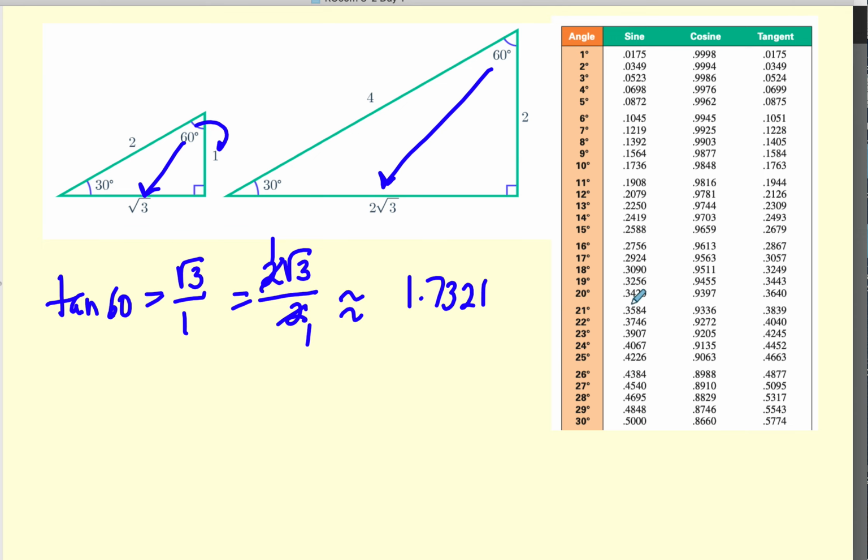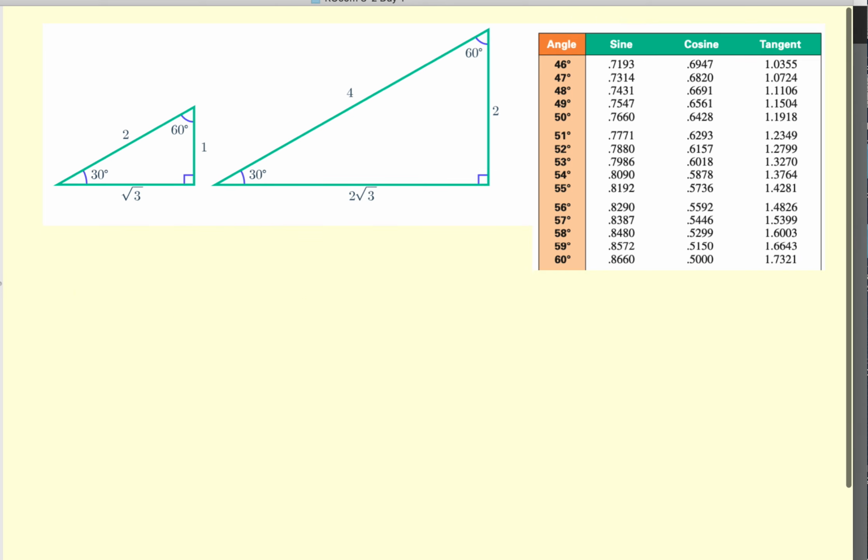1.7321. And I'm not going to use a calculator this time. I'm going to use a table. And here is, let's see, I don't have the 60 degrees. I just have the 30. Okay, I only go up to 30. Let me go to the next screen. And I think here's my 30 right here.